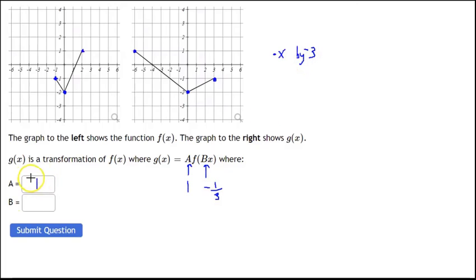So in this case, a is 1, because I'm not having any vertical stretch or compression. And my b value here is -1/3. Remember, it's the reciprocal of what I multiply my x values by. So because I'm multiplying my x values by -3, my b value, my horizontal stretch or compression factor here, is -1/3.